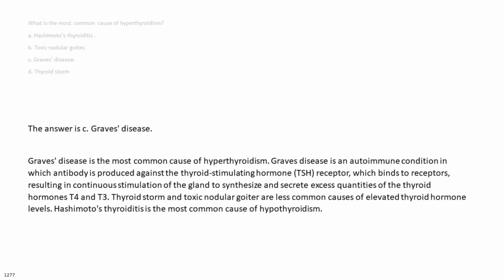The answer is C. Graves' disease. Graves' disease is the most common cause of hyperthyroidism. Graves' disease is an autoimmune condition in which antibody is produced against the thyroid-stimulating hormone, TSH, receptor, which binds to receptors, resulting in continuous stimulation of the gland to synthesize and secrete excess quantities of the thyroid hormones T4 and T3. Thyroid storm and toxic nodular goiter are less common causes of elevated thyroid hormone levels. Hashimoto's thyroiditis is the most common cause of hypothyroidism.